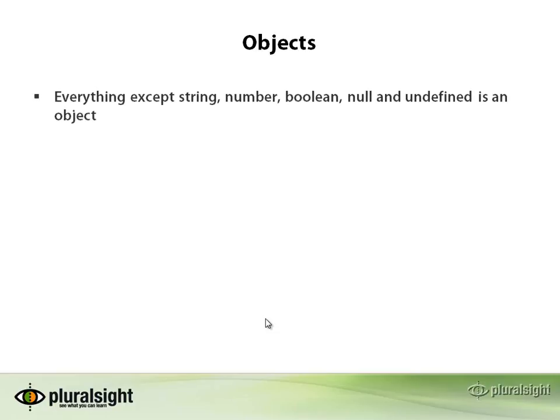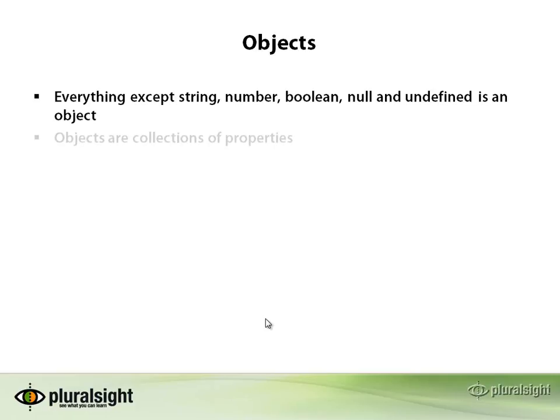And so we come to objects. Objects are one of the best things about JavaScript. Everything in JavaScript is an object, except for the simple types: string, number, boolean, null, and undefined. Everything else is an object.